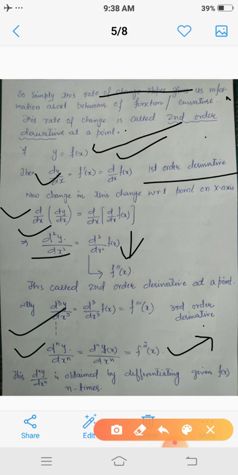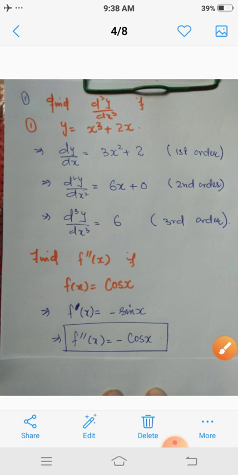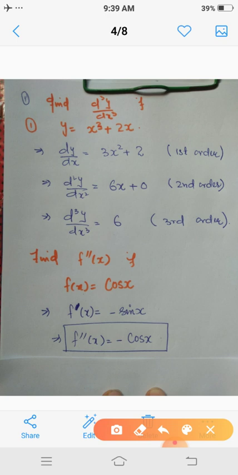These nth order derivatives are obtained from a given function by differentiating the given function n times. Like, find d3y upon dx cube means we have to find the third order derivative of the given function, where the given function is y equals x cube plus 2x square. For this we first find the first order derivative, obtained by differentiating the given function, which is dy by dx, which is simply 3x square plus 2x, because differentiation of x cube is 3x square, while differentiation of 2x is simply 2.